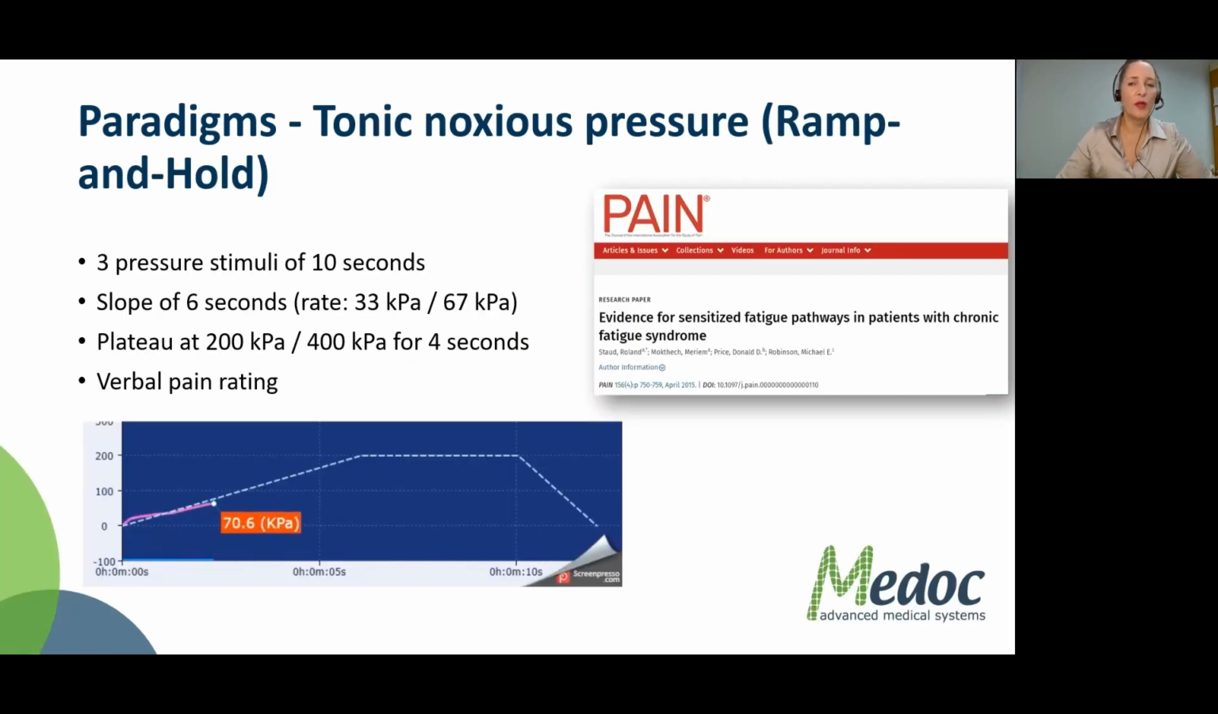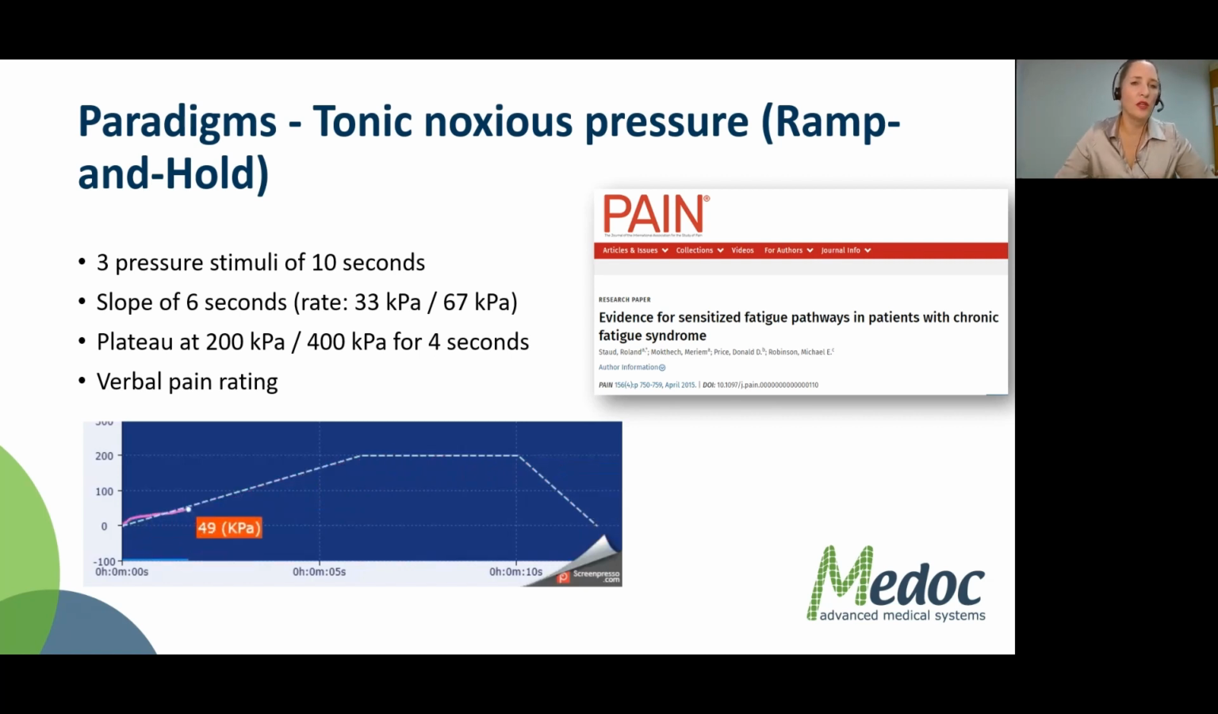And this is quite a rare paradigm, but I wanted to show it to you anyway, by Stout out of Gainesville, Florida. And they did ramp and hold stimuli, both with pressure algometry and with thermal, with one of our thermal devices. And they wanted to see whether there is a difference between chronic fatigue syndrome patients and healthy controls after a vigorous hand grip exercise, because they believe that vigorous hand grip exercises would affect the fatigue pathways and also would have interactions with the pain pathways as well.